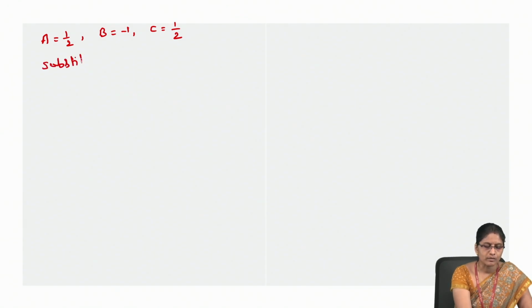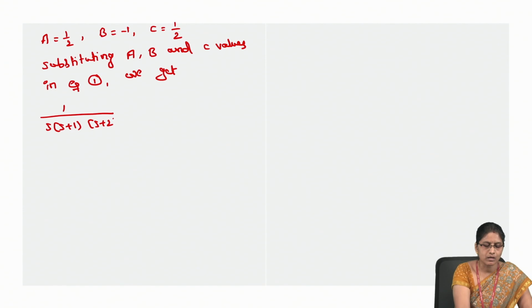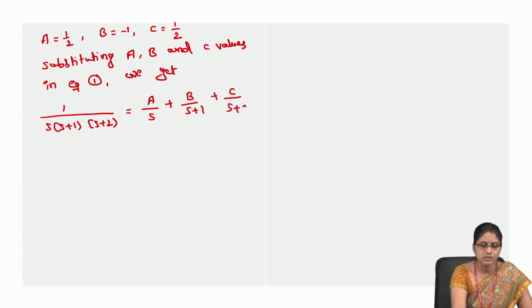Substituting a, b and c values in equation 1, we get: equation 1 is 1 by s into (s plus 1)(s plus 2), which is equal to a by s plus b by (s plus 1) plus c by (s plus 2). Now we are substituting ABC values here.